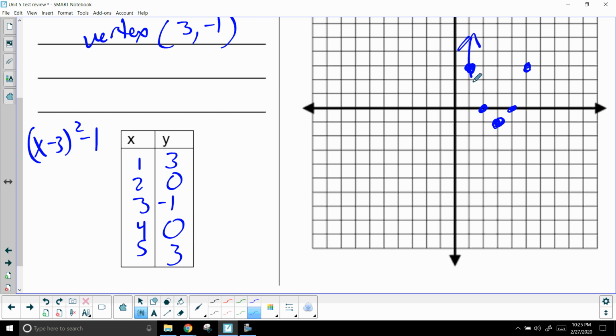Connect your dots. I was trying to do axis of symmetry. Didn't ask for it, but I mean, remember, it goes through the vertex, which means this equation is x equals, in this case, 3. All right, moving on.